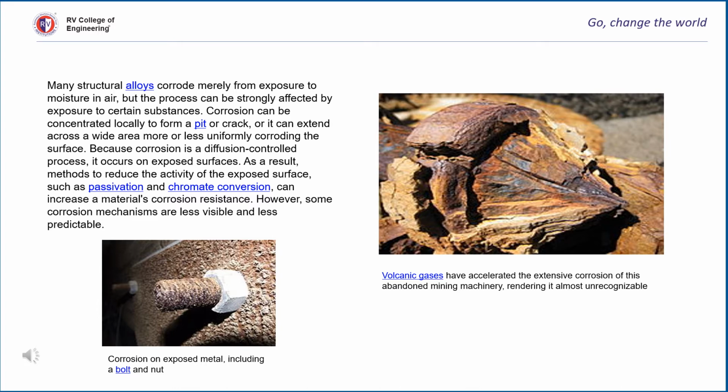Because corrosion is a diffusion-controlled process, it occurs on exposed surfaces. As a result, methods to reduce the activity of the exposed surface, such as passivation and chromate conversion, can increase the material's corrosion resistance. However, some corrosion mechanisms are less visible and less predictable.